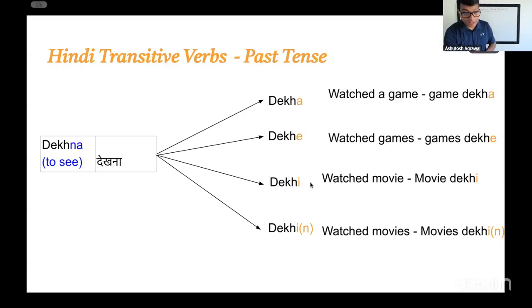Now let's move towards plural. You saw something that's feminine plural. You remove the na and you put e with a nasalized sound. So you watched a lot of movies. Movies dekhi. You saw a lot of cars. Gaadi dekhi. So gaadi is one; plural would be gaadiyan dekhi. गाड़ियां देखी. Okay, say something that comes to your mind.